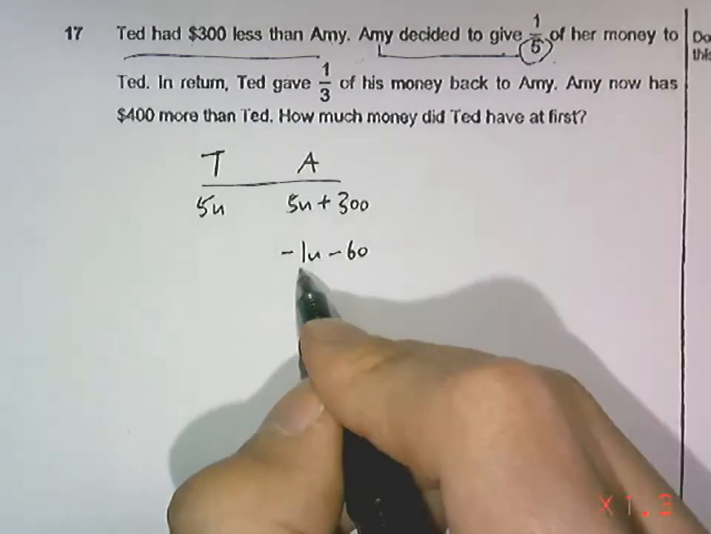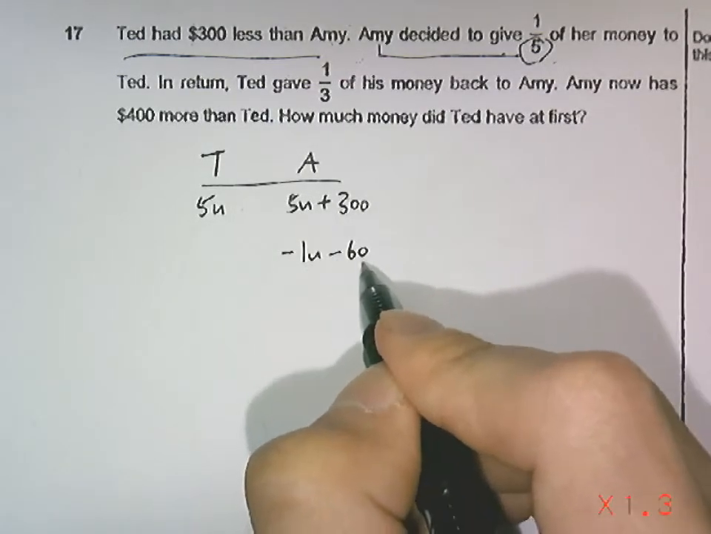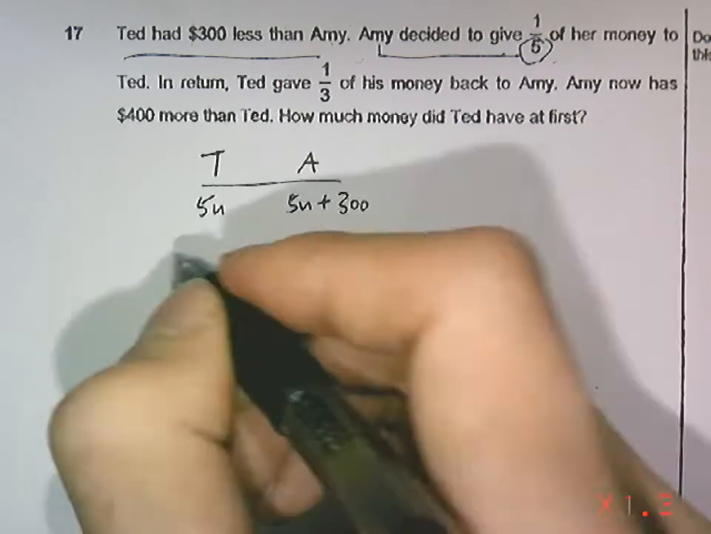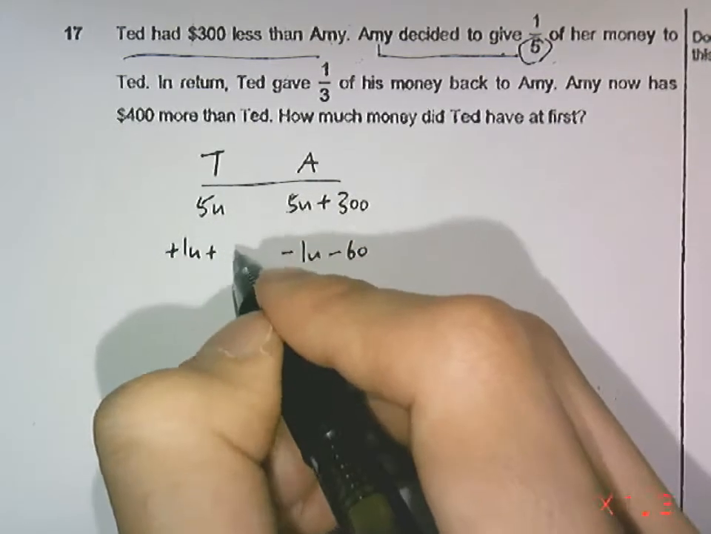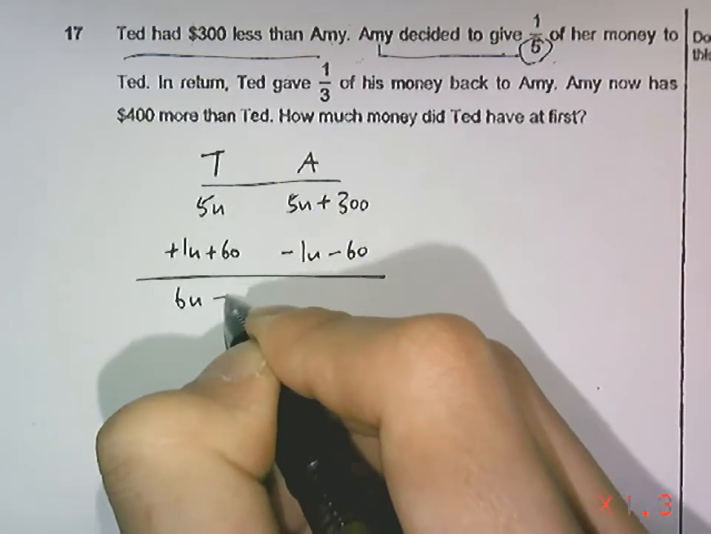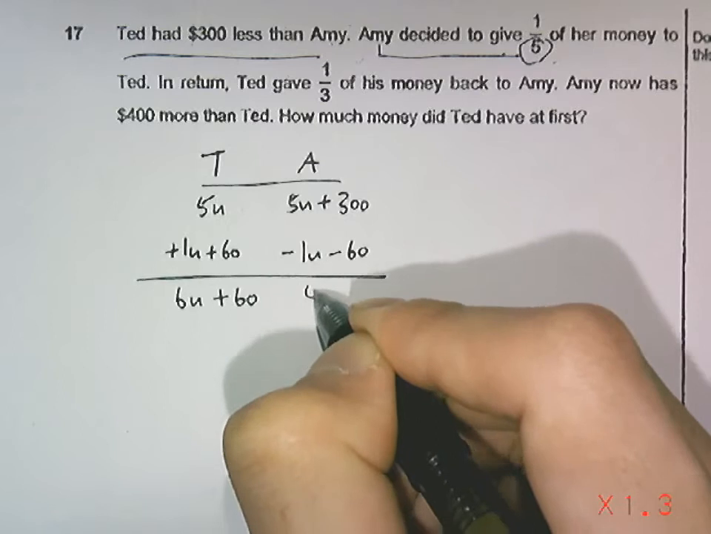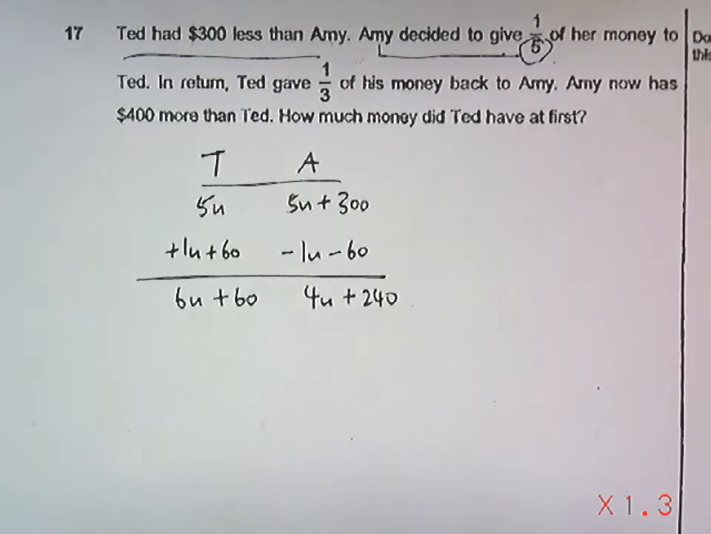So you see, I have written a subtraction for both cases, minus 1 unit, minus 60. The other, which is Ted, will receive the 1 unit and 60. That will be 6 units plus 60 for Ted, and 4 units plus 240 for Amy.